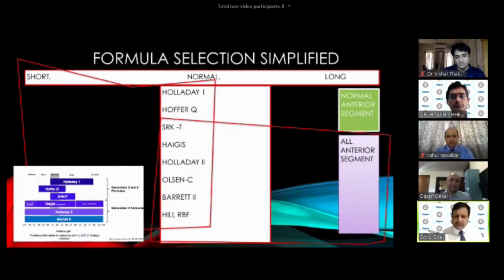Same goes with Holladay 2 and the Haigis, but believe me, SRK/T, the Hoffer Q and the Holladay 1 are usually meant for the normal axial length, not for the extremes of the axial lengths. And yes, when you have the normal anterior segment and you have an abnormal anterior segment, then Barrett 2 and the Olsen work for all these extreme conditions.